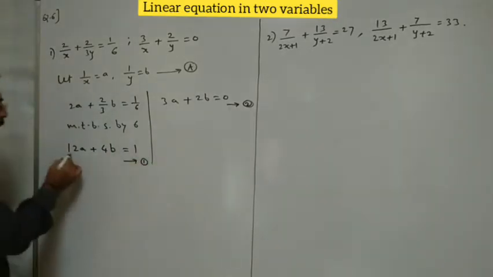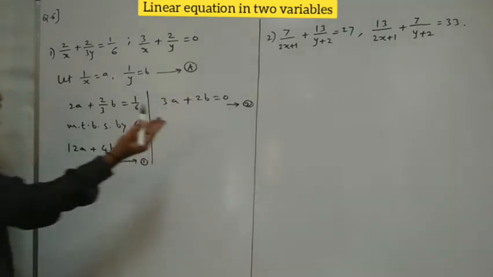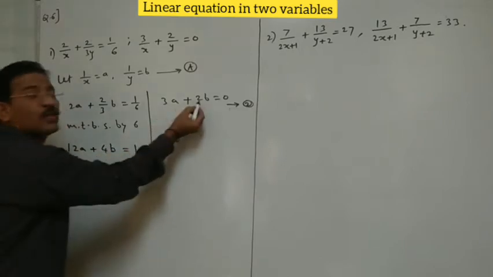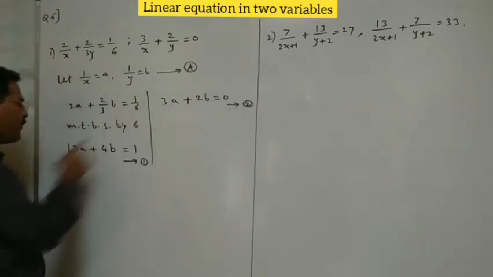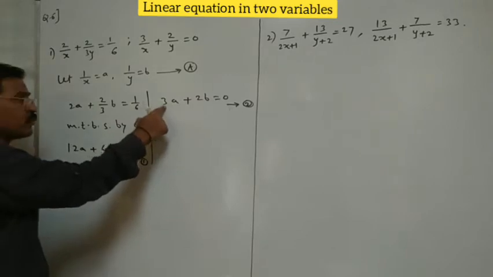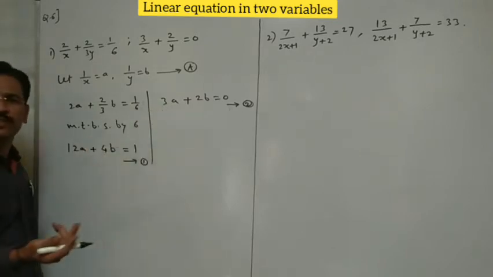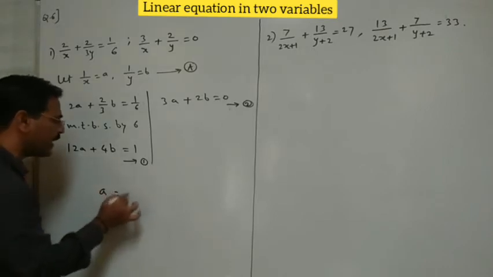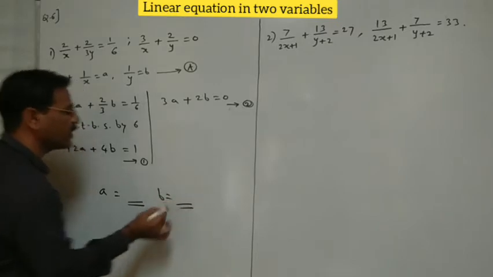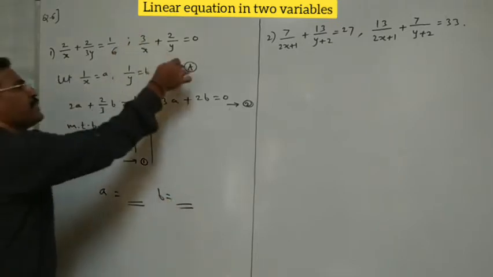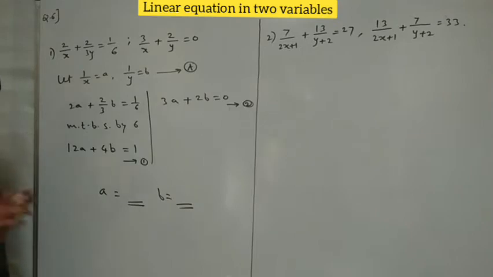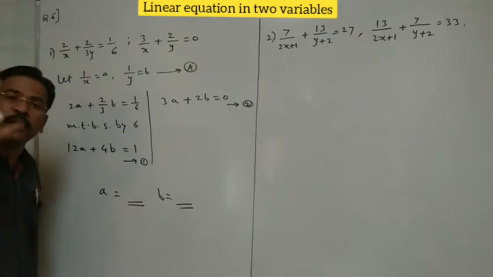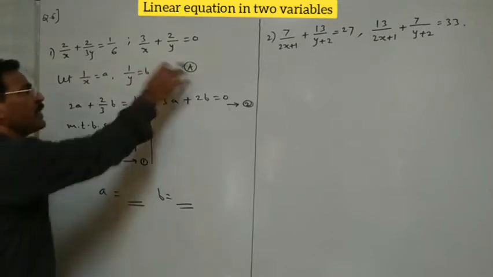Look here: 12a, 4b, 3a, 2b. We'll multiply here by 2 to make this 4, here also 4, multiplying by 2 here. Or if we multiply here by 4, 3 4s are 12. Then this is the usual procedure. We can simplify this one. After getting the value of a and the value of b, these two values we can resubstitute in equation number a. Once we get a and b, don't stop here. Don't forget to substitute in equation number a.